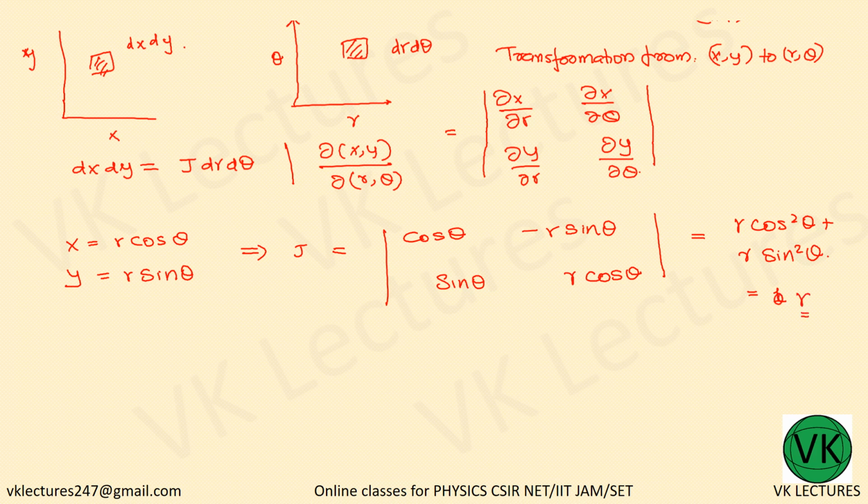Now let us see whether it matches with the concept that we have just learned, that is dx dy equal to J times dr d theta. Now what is J? J is equal to r, so that's equal to r dr d theta. So now we know that this is the small change in area in plane polar coordinates, right?